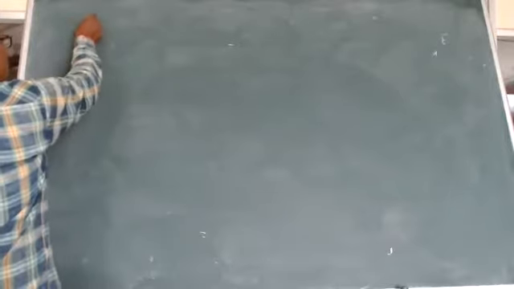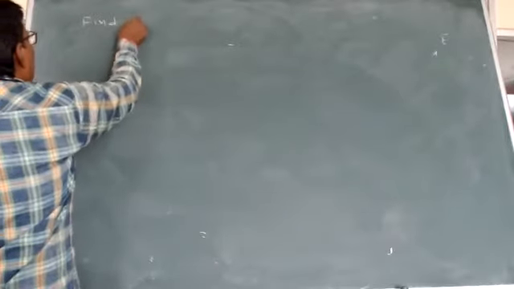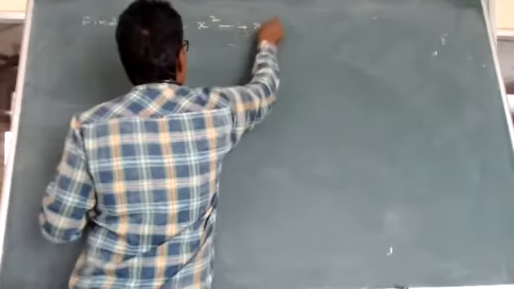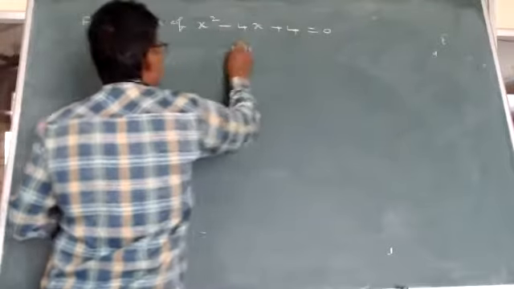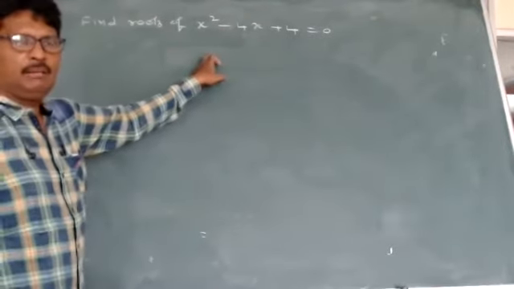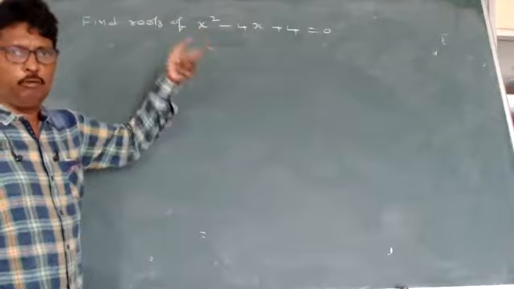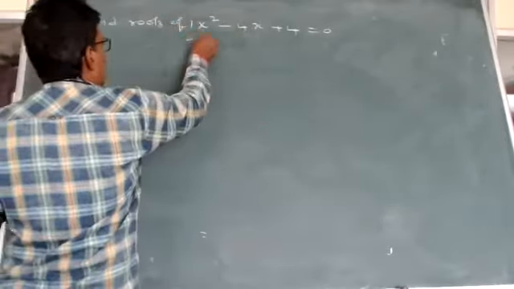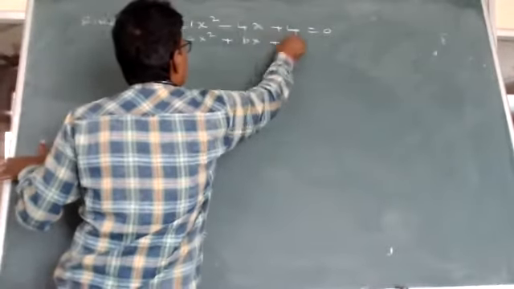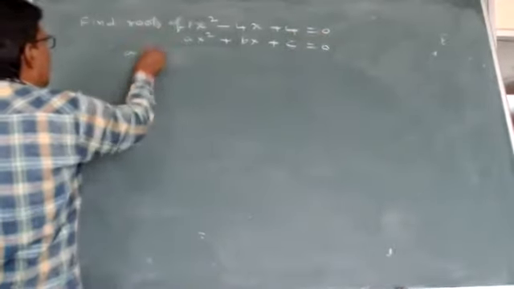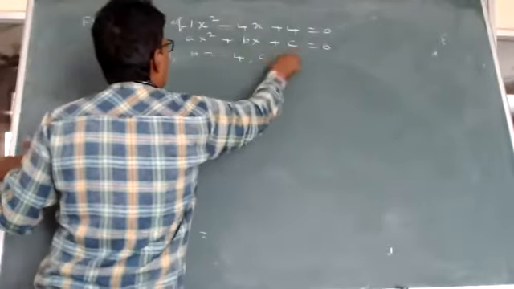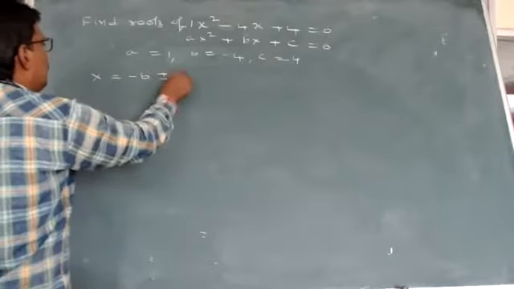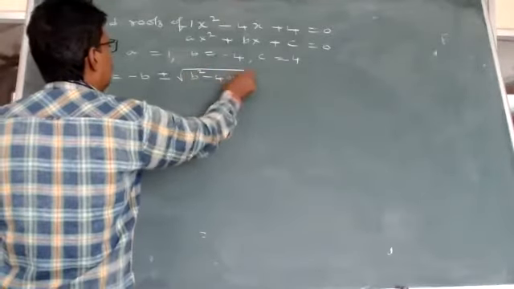Suppose we need to find the roots of x square minus 4x plus 4 equal to 0. Here we can find the roots by using the formula, or if possible find the factors. By comparing with ax square plus bx plus c equal to 0, a is 1, b is minus 4, and c is 4.